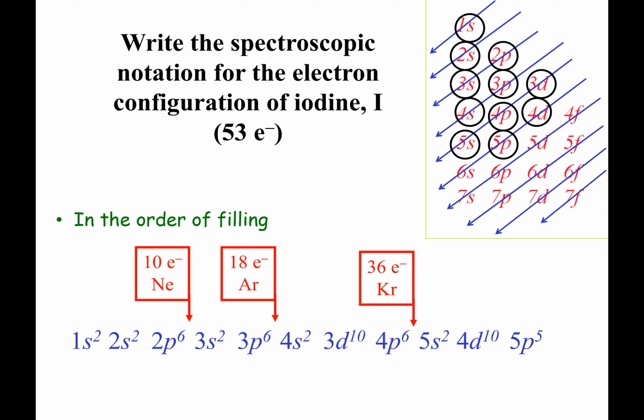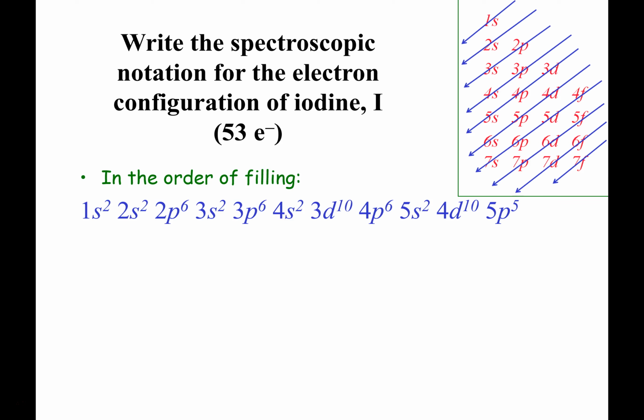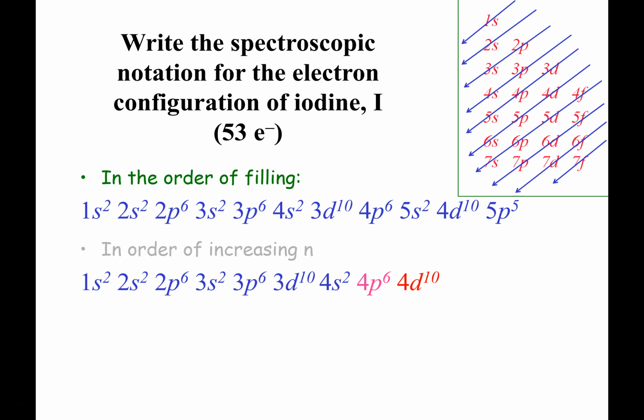So this says in order of filling. Let's go ahead and unscramble them. Unscrambling them. You guys have this one. You ready? 1s2, 2s2, 2p6, 3s2, 3p6, 3d10. And then for n equals 4, we have 4s2, 4p6, 4d10. And then we kind of peter out with n equal to 5. We have 5s2, 5p5.